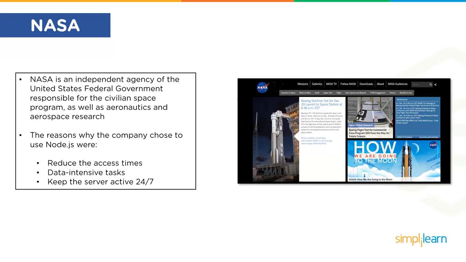Now NASA is an independent agency of the United States federal government responsible for the civilian space program as well as aeronautics and aerospace research. The reasons why the company chose Node.js were reduced access times, handling of data-intensive tasks, and the fact that the servers are active 24/7. Now NASA has lots and lots of data, and using Node.js has really helped them in reducing the access times. It is also continuously handling and working with large streams of data. Node.js is highly stable, which helps in keeping the server active 24/7.